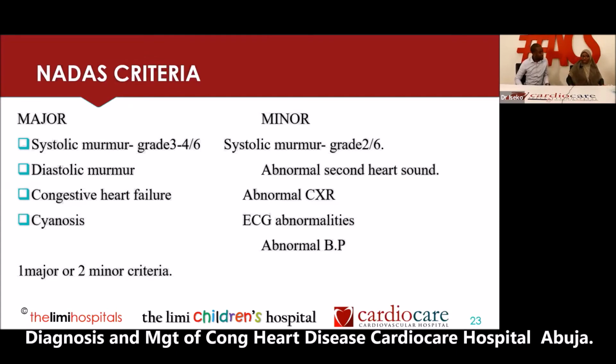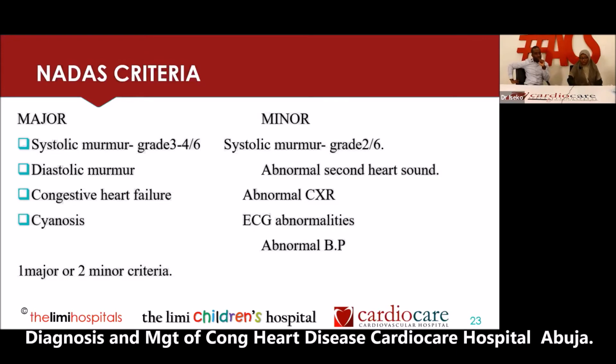An abnormal chest X-ray, you are seeing the chest X-ray, you just know there's something abnormal about it. Or any ECG abnormalities, either a left atrium enlargement or arrhythmias, any form of ECG abnormality. Or an abnormal BP for the age, usually higher than what you expect for the age and sex.